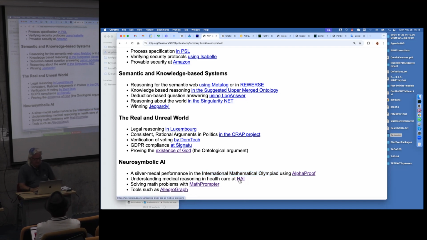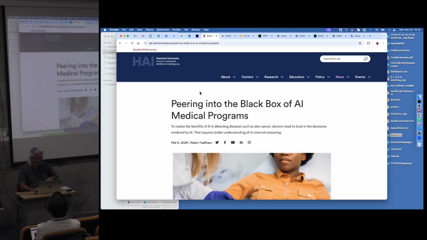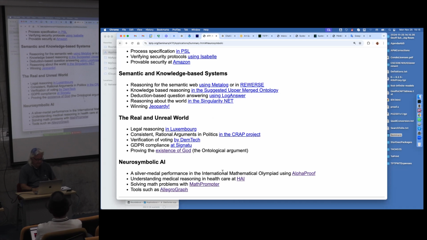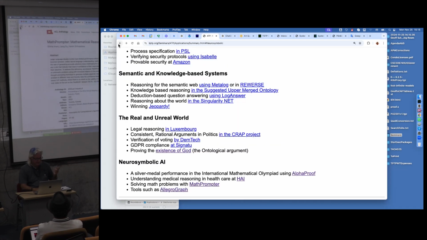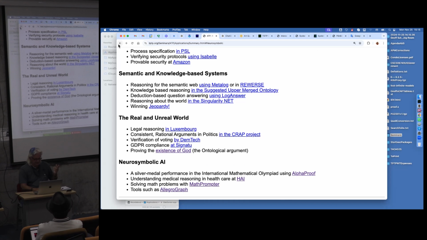I mentioned this one, healthcare. This is at Stanford University. They have healthcare problems. What is your illness? They ask something like ChatGPT. I don't think it is ChatGPT, it's another model. And it says, we think that this person has this cancer. Then they ask the logical model to check it. So this is the same idea. Math prompter, another one for doing math. So this is big business now.